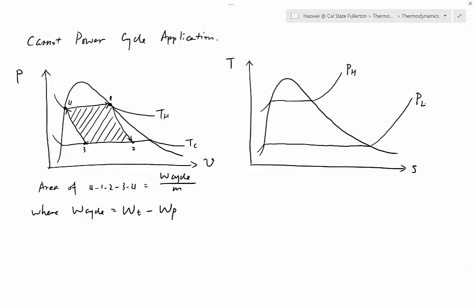Okay, let's start from 4 to 1. 4 to 1 is in the boiler, and it's a constant pressure process. So 4 to 1 must be on the PH line. And what is number 4? Number 4 is still point f, so we locate number 4 here. And where's number 1? Number 1 is still saturated vapor, so number 1 will still be here. 4 to 1, same as before, still the boiler.